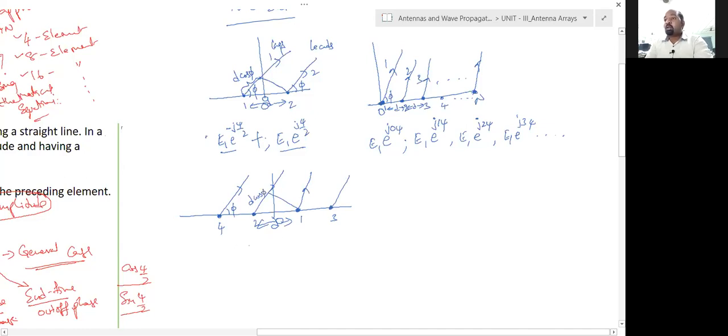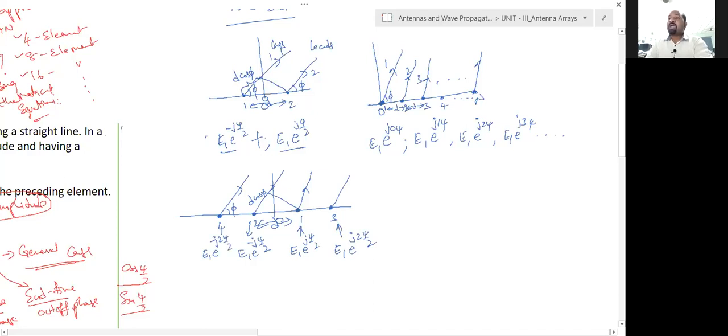So now here, E1 e power j psi by 2 is the electric field radiated by antenna 2, and similarly for antenna 1, E1 e power minus j psi by 2. Similarly for antenna 3, E1 e power j 2 psi by 2, and E1 e power minus j 2 psi by 2, like this.